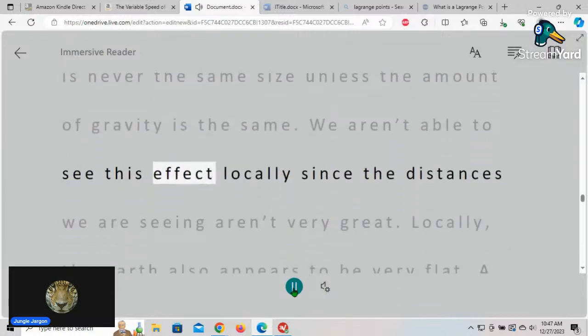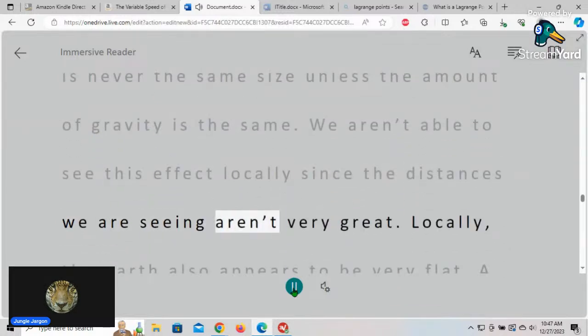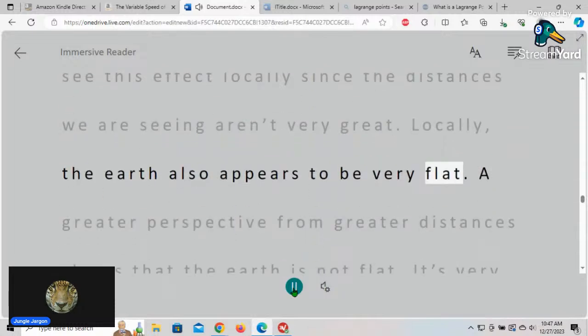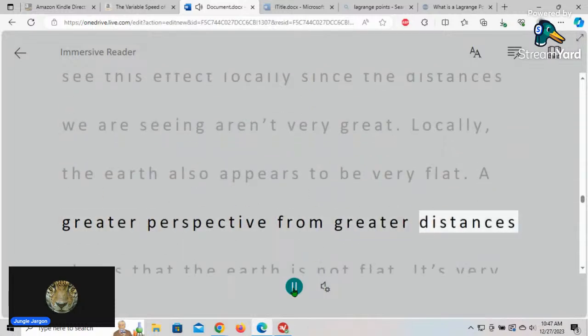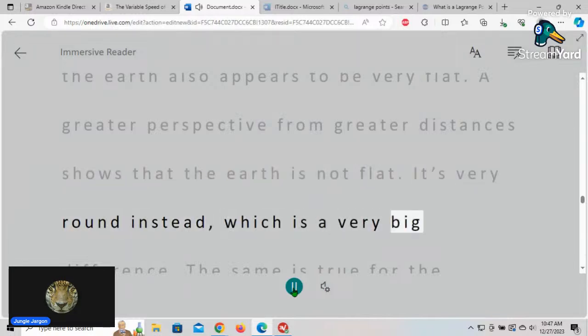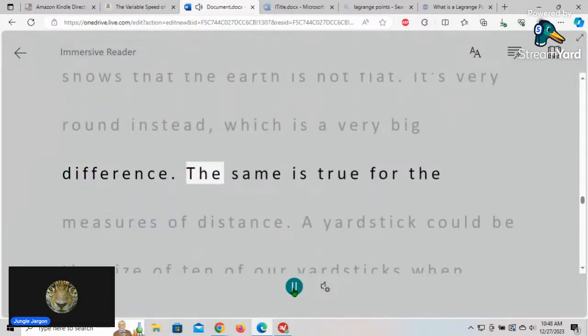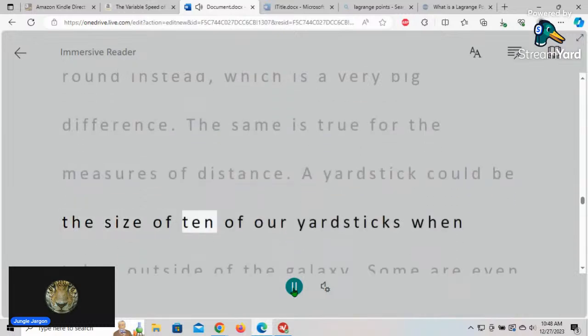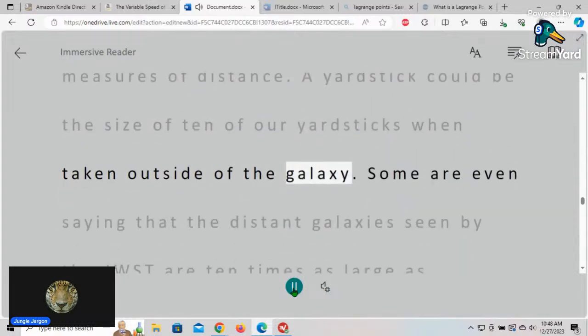We aren't able to see this effect locally since the distances we are seeing aren't very great. Locally, the Earth also appears to be very flat. A greater perspective from greater distances shows that the Earth is not flat. It's very round instead, which is a very big difference. The same is true for the measures of distance. A yardstick could be the size of 10 of our yardsticks when taken outside of the galaxy.